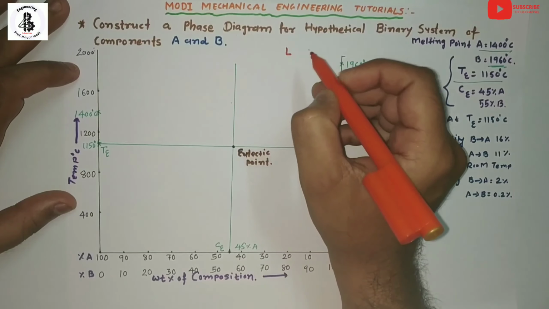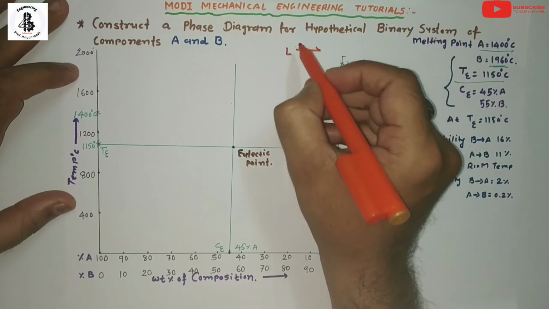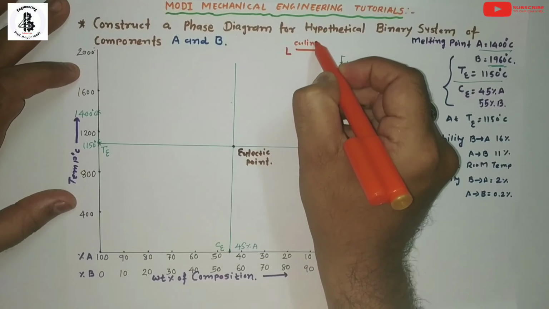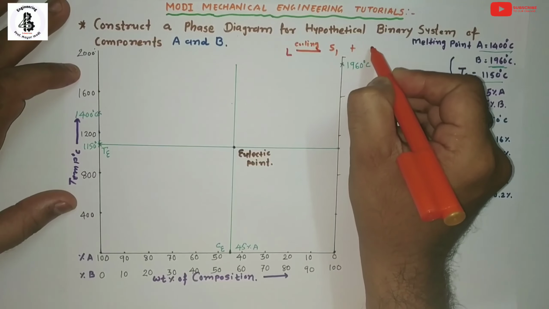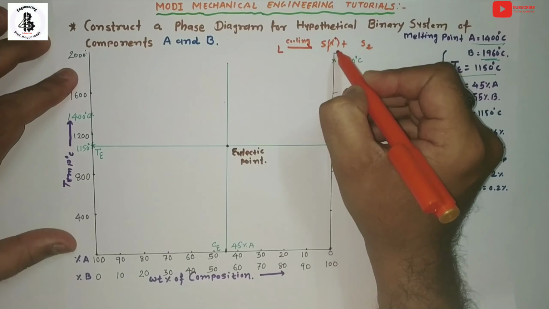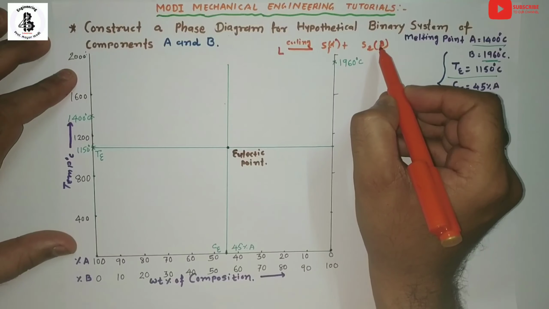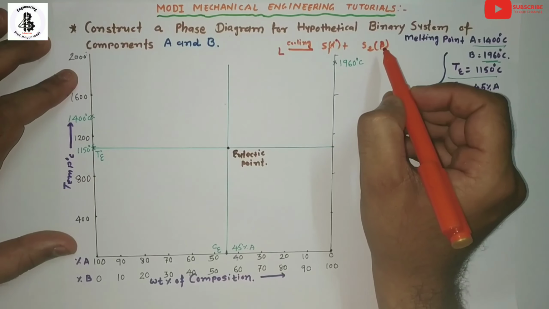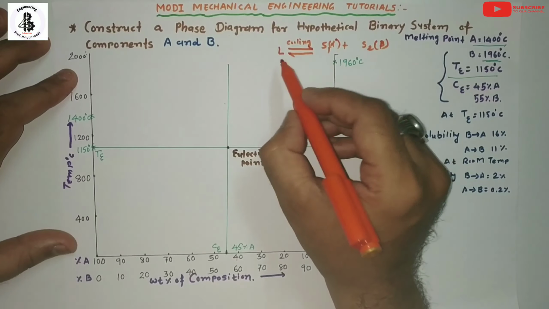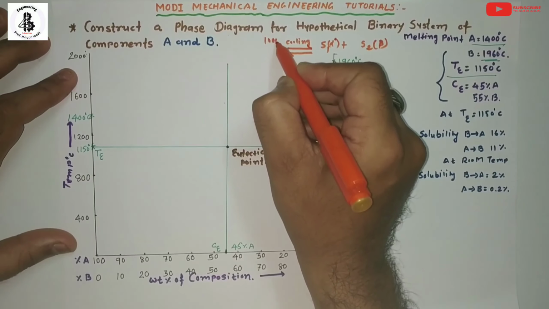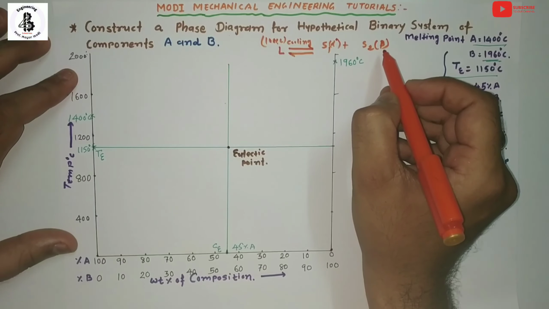The liquid phase of any metal, here A and B, is transformed by cooling into two different solids. Here they will be S1 and S2, or you can say alpha and beta. So two solid phases are formed by the eutectic reaction. Once again, by heating it converts back into the liquid form. So here 100% liquid converts into two different solids. So this is a eutectic reaction.